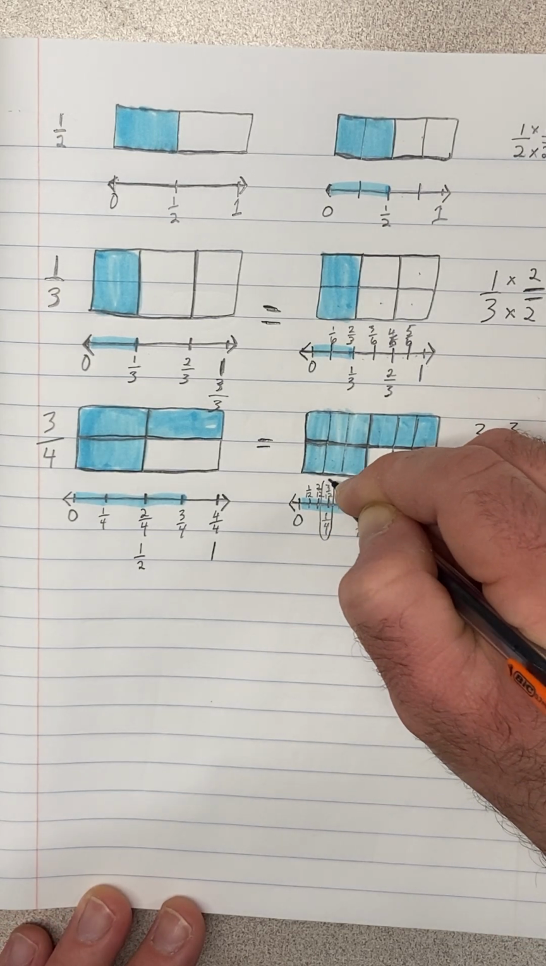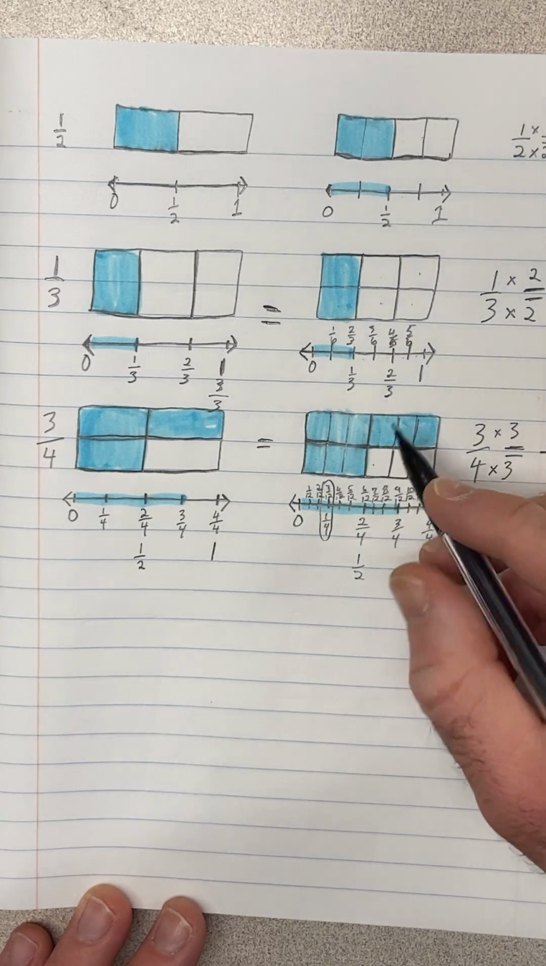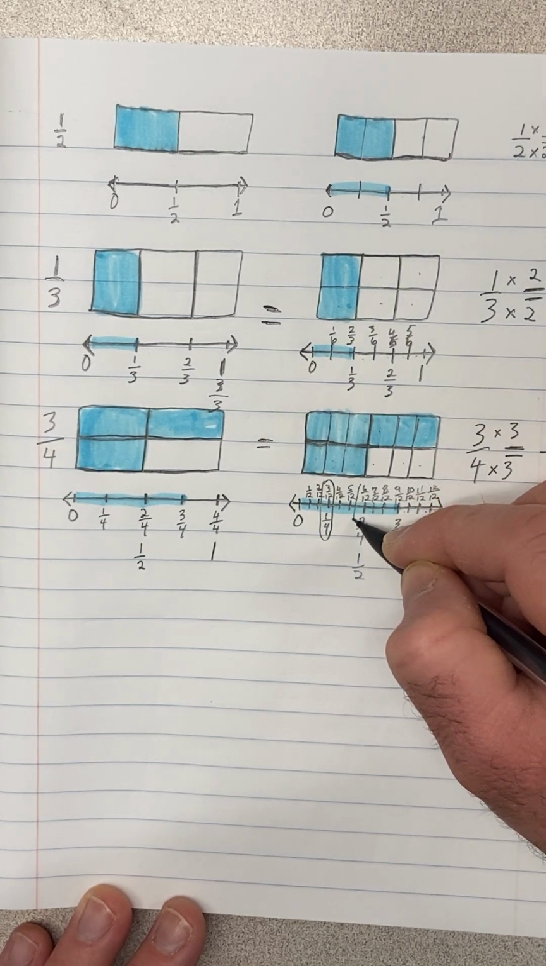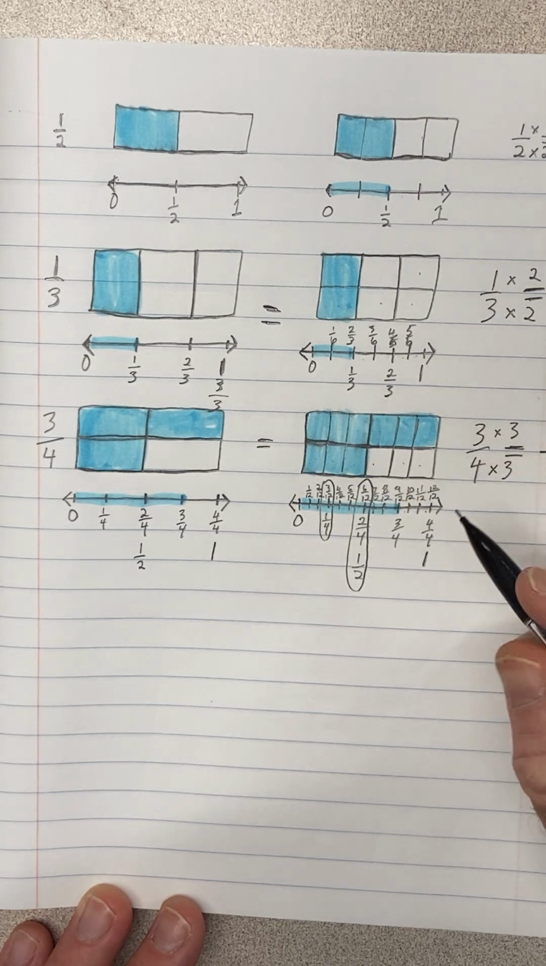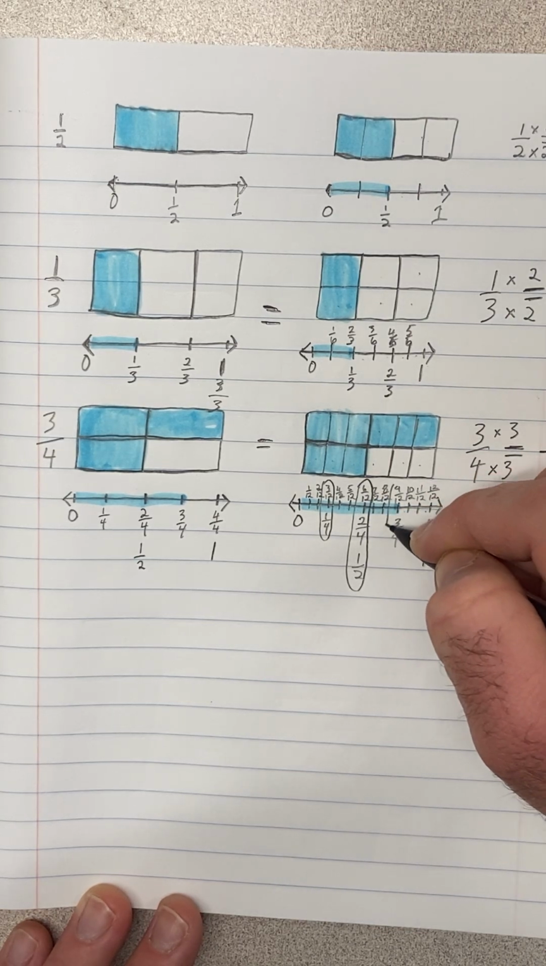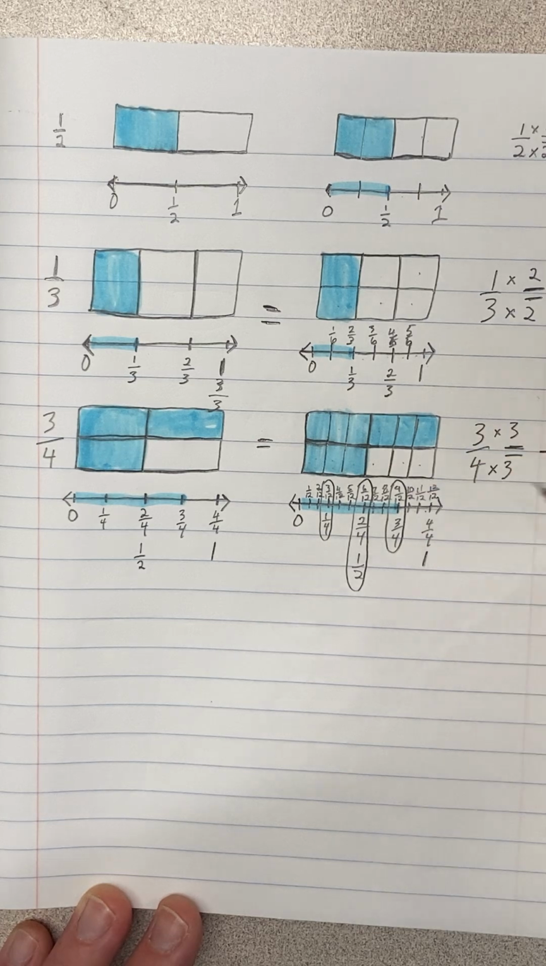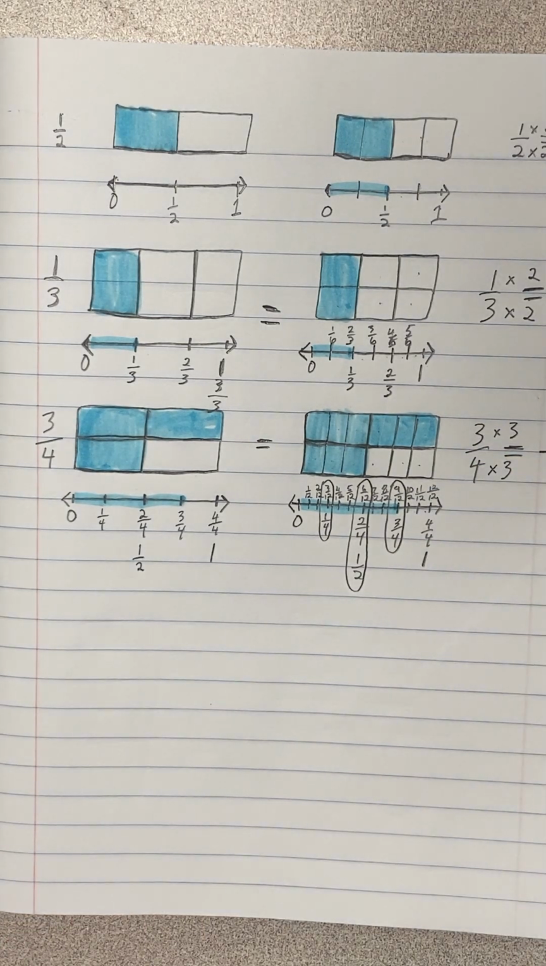Using this number line, we can see 1/4 is also equal to 3/12. We saw that 6/12, 2/4, and 1/2 are all equal, and 9/12 and 3/4 are equal. Thank you, and I hope this helps.